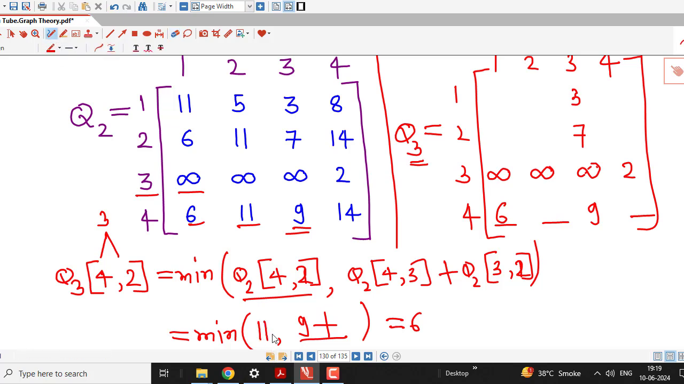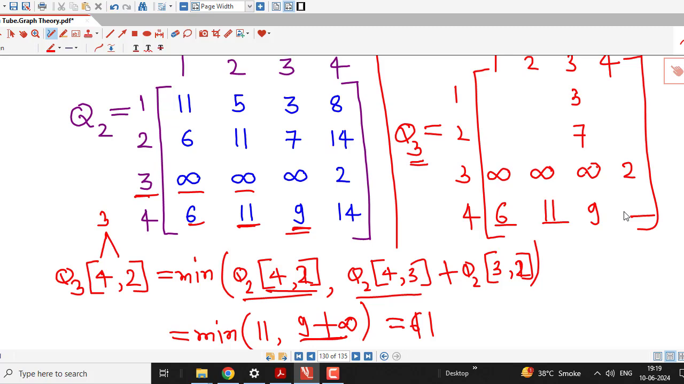So this number is 11. Q2 4 2, this is Q2 4 2, 11. Q2 4 3 is already written, it is 9. Then Q2 3 2, so third row and second column, it is infinity. Infinity plus 9 is infinity. So this is 11. And we can write Q3 4 4 similarly.